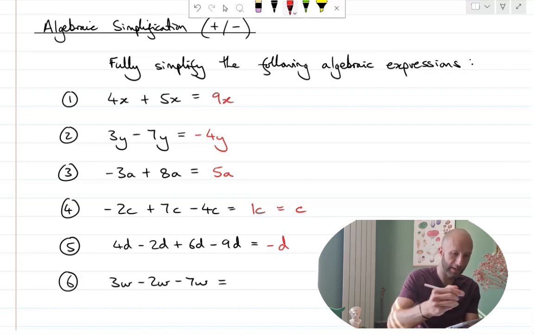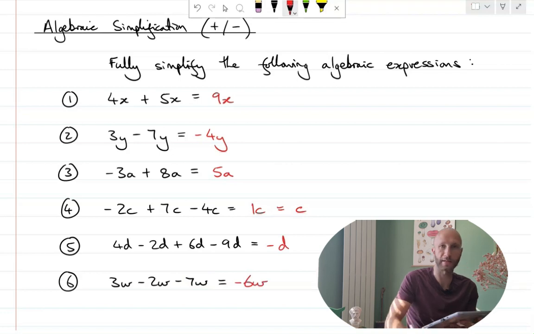And then finally, 3w minus 2w is 1w, or just w. So w, and then minus 7w, the same as 1 minus 7, which is minus 6. So this is minus 6w. Again, there are some simple examples of algebraic simplification, addition, and subtraction.